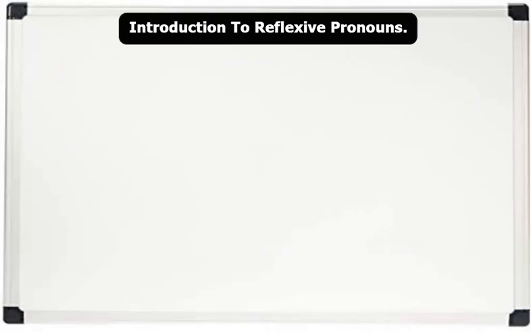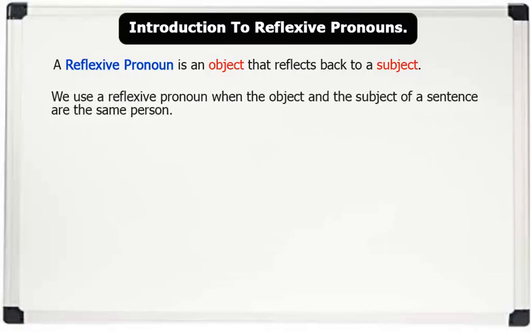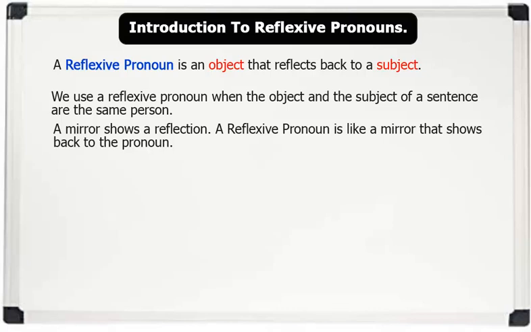Introduction to reflexive pronouns. A reflexive pronoun is an object that reflects back to a subject. We use a reflexive pronoun when the object and the subject of a sentence are the same person. A mirror shows a reflection. A reflexive pronoun is like a mirror that shows back to the pronoun.